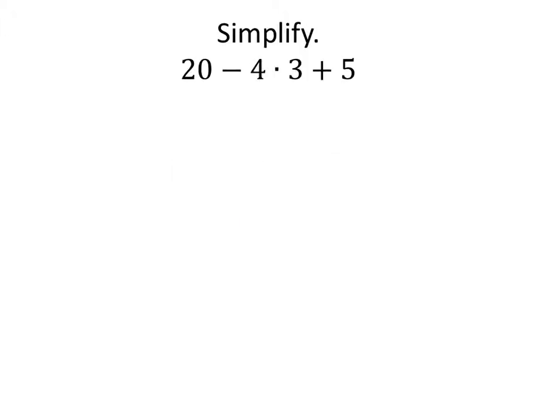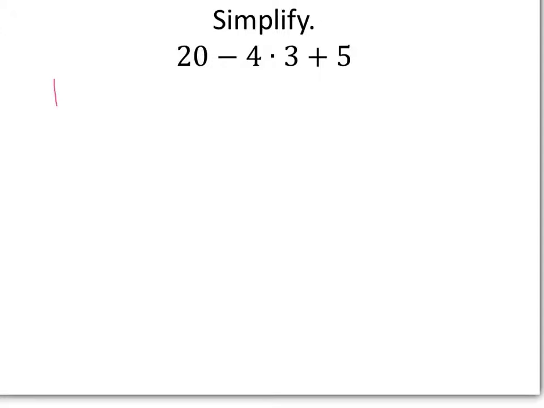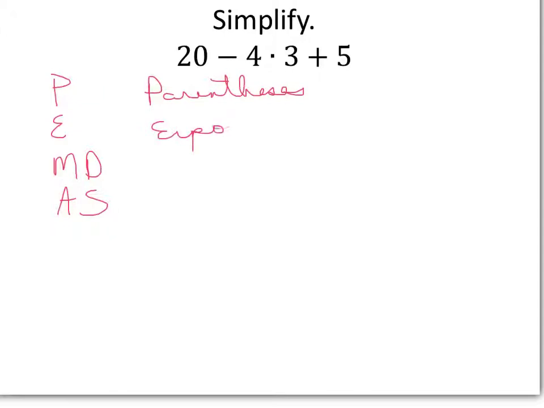In this problem, you are to use order of operations to simplify. The order of operations is, you remember PEMDAS. Everybody remembers PEMDAS usually, but notice I did it a little differently than you may be used to. The P stands for parentheses. The E stands for exponents. MD stands for multiplication and division.